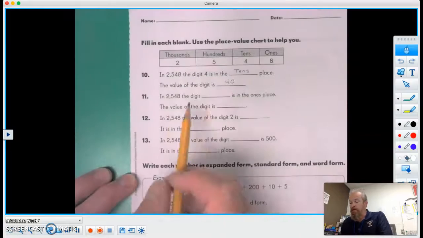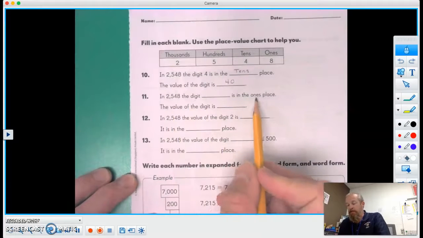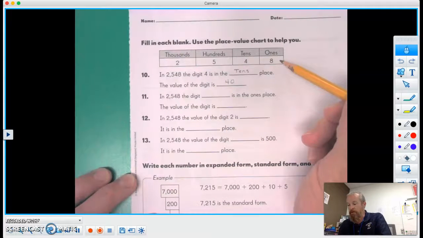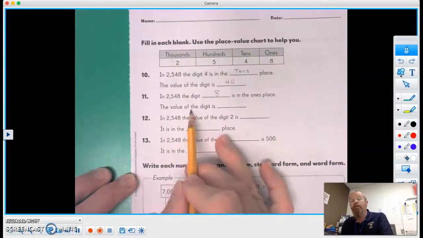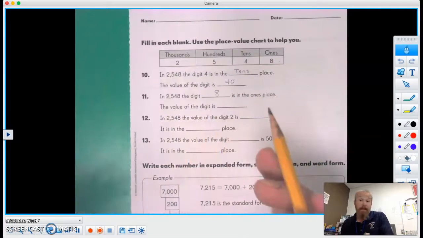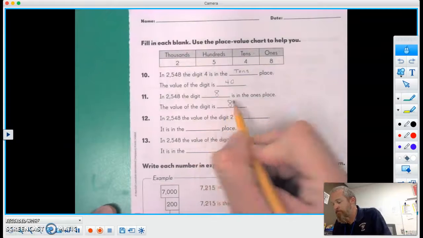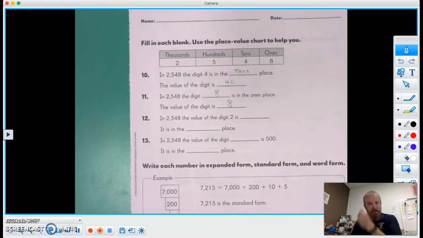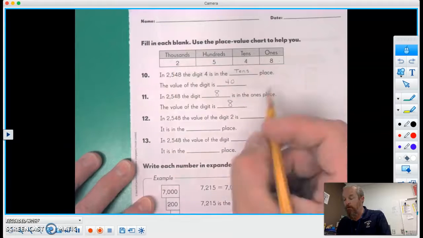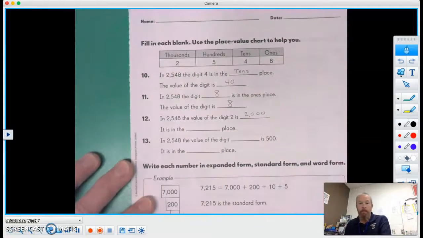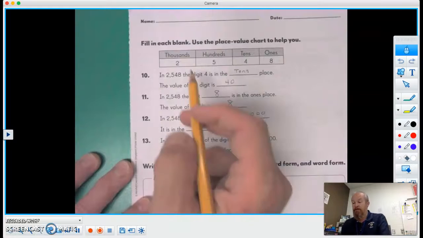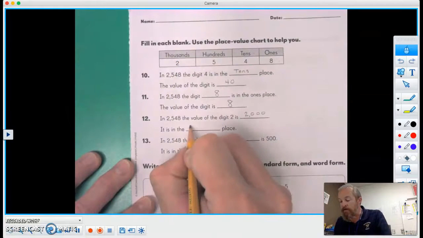Okay? In the same number, the digit blank is in the ones place. Well, here's the ones place, so the digit is 8. The value of the digit is 8. In 2,548, the value of the digit 2 is 2,000. It is in the blank place. The 2 is up here in the thousands place.